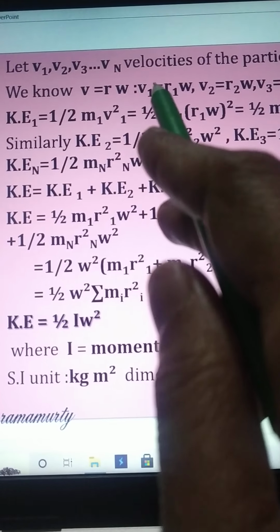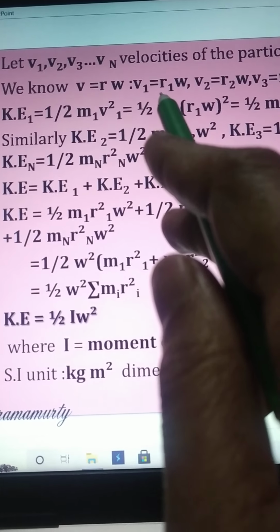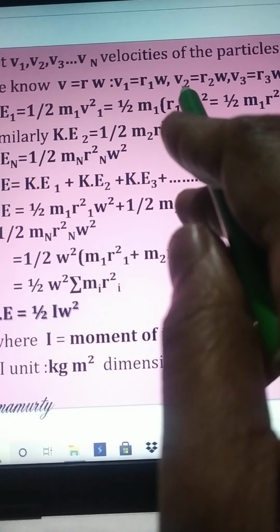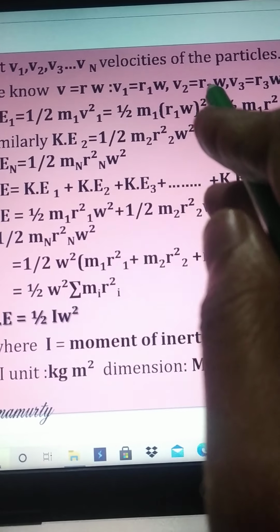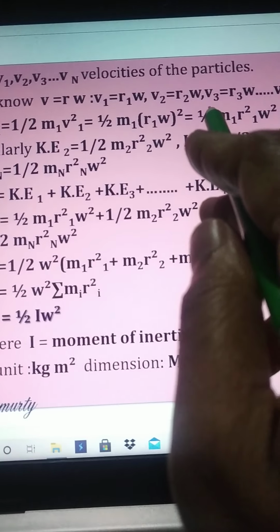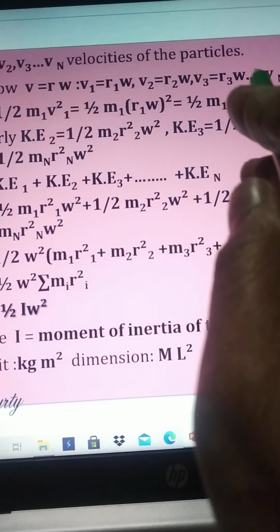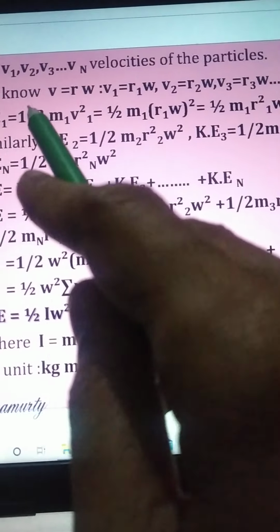So for each particle, the velocity is v1 equal to r1 omega, v2 equal to r2 omega. Here it is not omega 1, omega 2, because omega is a constant. So v3 is equal to r3 omega and vn is equal to rn omega.